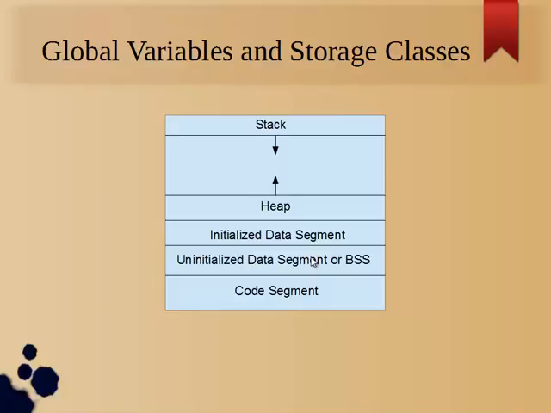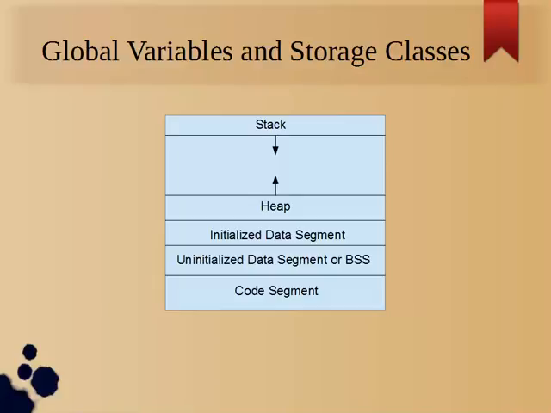When you declare a global variable, say int i, and assign a value to it, that is, you declare and initialize at the same time, then it will go to the initialized data segment. If you do not initialize a variable, then by default it will get a 0 value, and that will go into the uninitialized data segment, which is also known as BSS, block started by symbol.